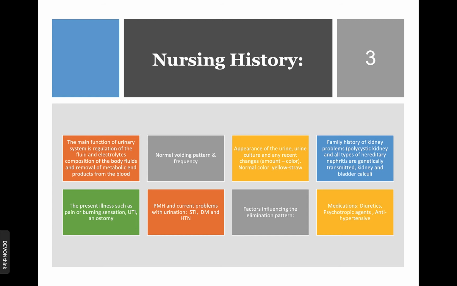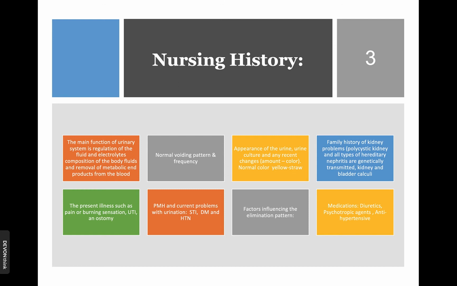You want to investigate voiding patterns and frequency, past medical history, and current problems with urination. Sexually transmitted infections can cause lots of urinary pain. Diabetes can cause changes, and so can hypertension. You want to look at the appearance of the urine, any culture, scent, and any recent changes, so the amount and the color. Normal color that we expect from urine is yellow or straw colored.